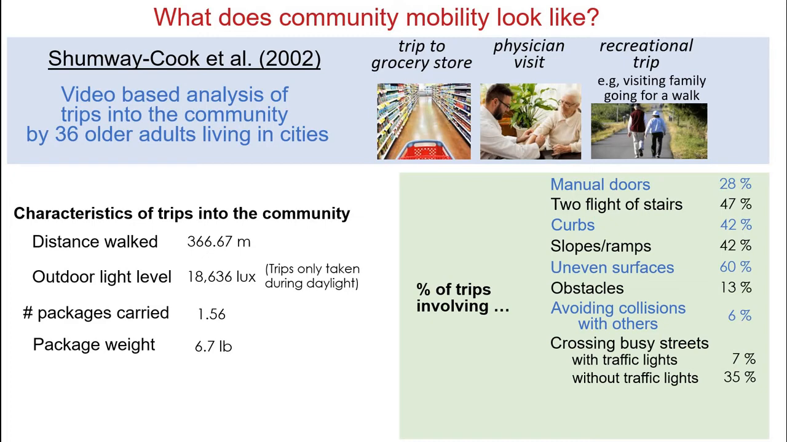On 7% of trips, it was necessary to cross a busy street with traffic lights, and on 35% of trips, it was necessary to cross a busy street without traffic lights. Lastly, distractions in the environment were seen on 58% of trips out into the world. An example of a distraction in the environment would be walking past an area with heavy construction noise.